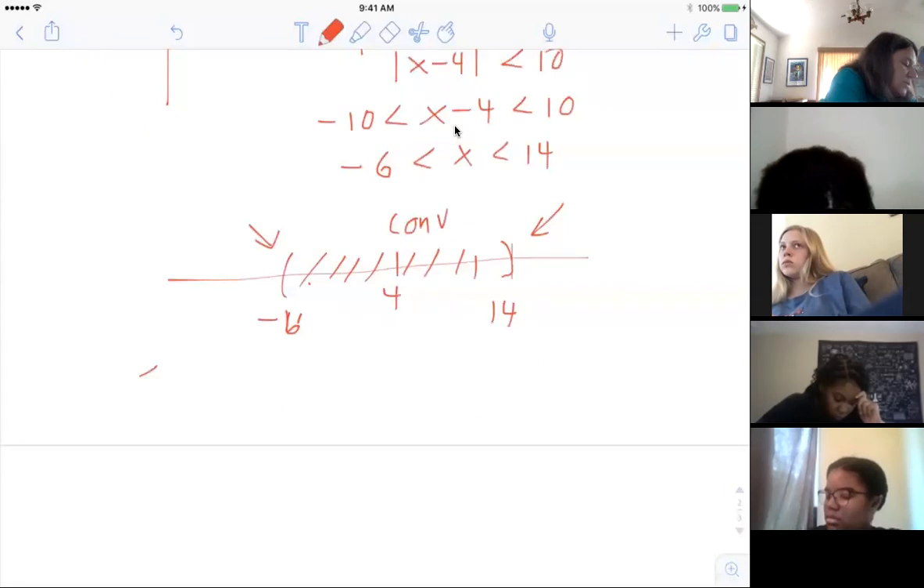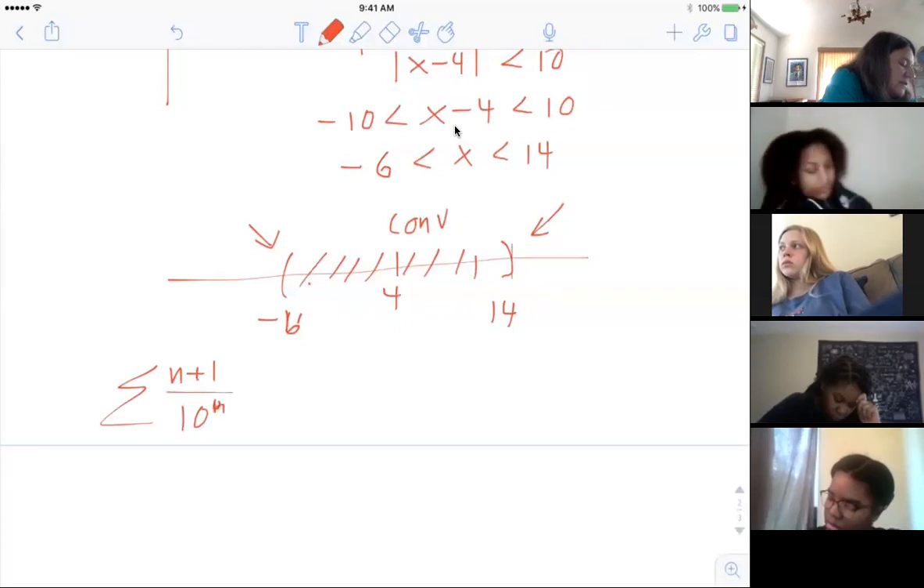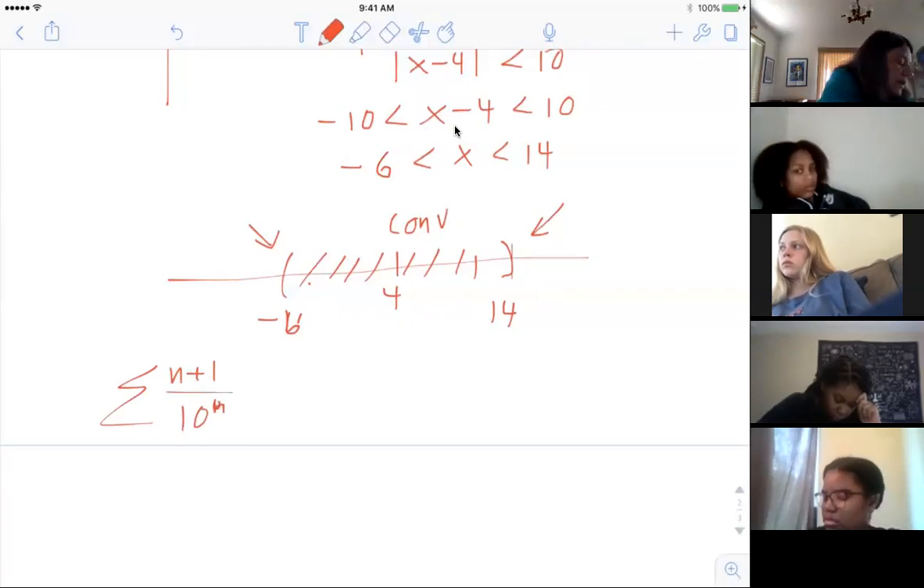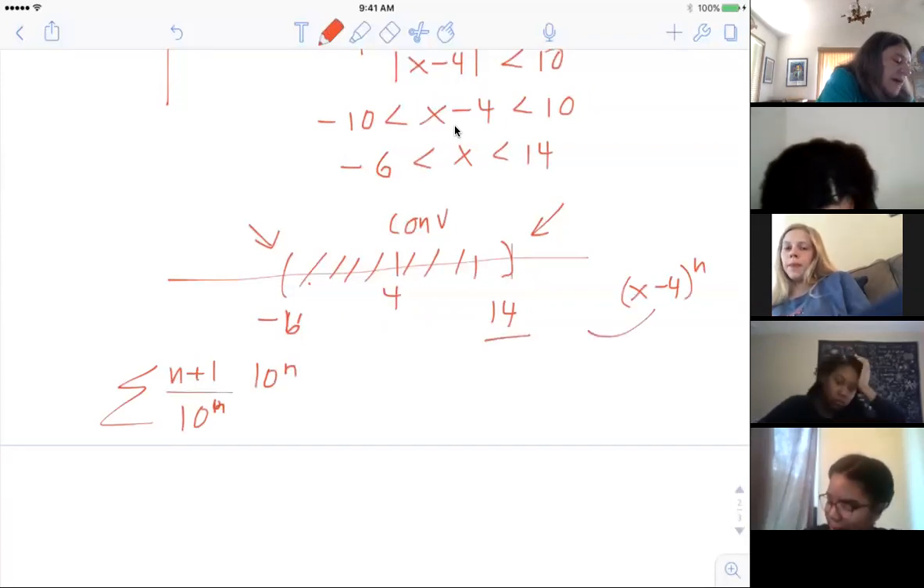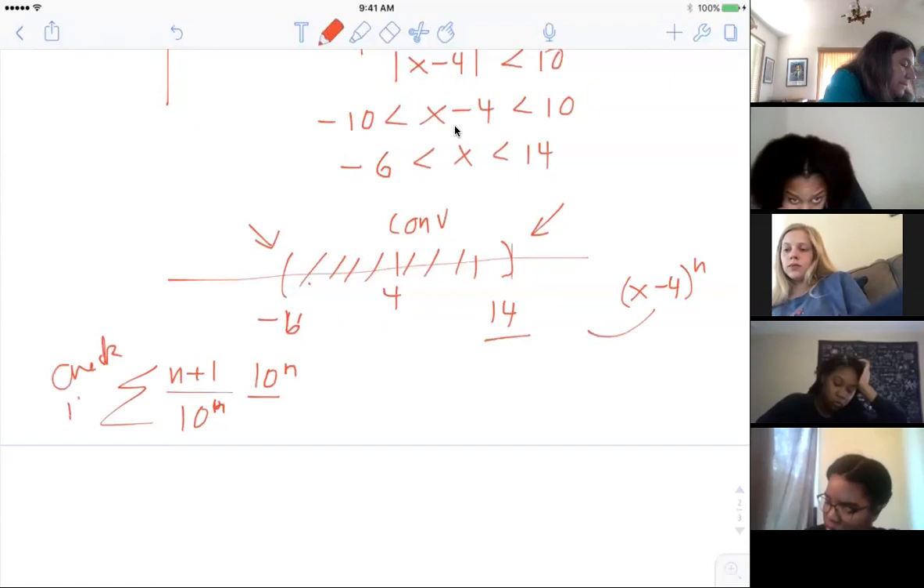Series was (n plus 1) over 10 to the nth, and then 10 to the nth. And then it had an (x minus 4) to the nth in it. So I'm going to put in 14. If I put in 14, that's this endpoint, I'll get 10 to the nth. So there's a 10 to the nth right there. So I'm checking 14 now. The 10 to the nths cancel. Does that series right there converge or diverge?